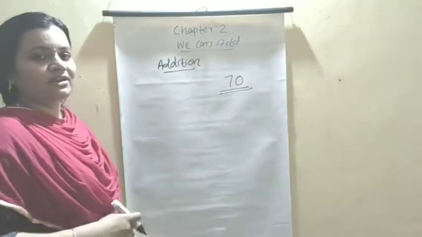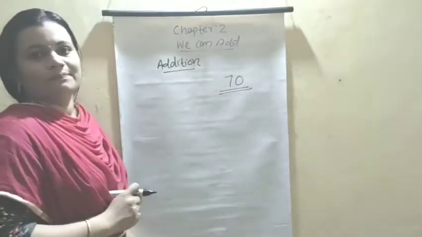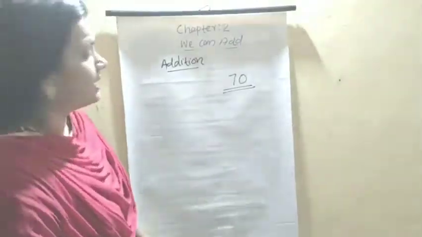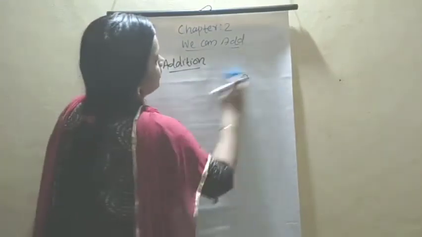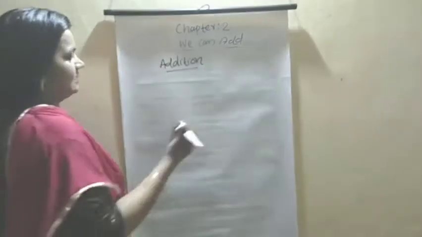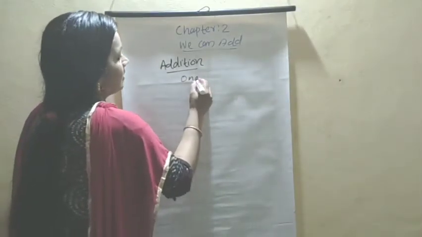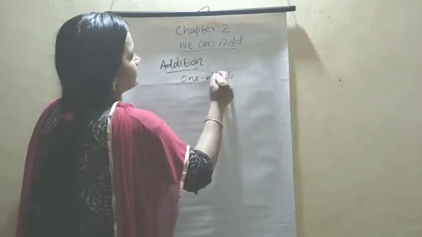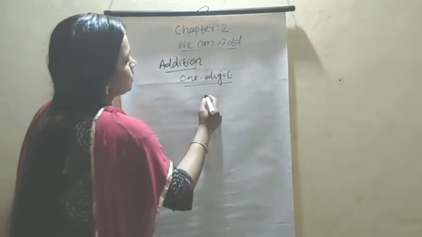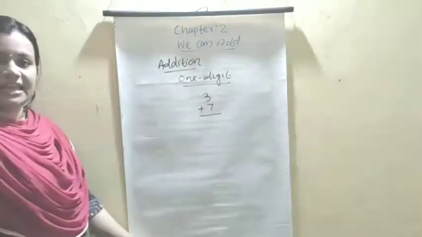Before our class time, you should find out and write in your maths notebook. Okay, children. Now we are going to study addition. First of all, we are doing addition of 1 digit numbers. This is the basic section of this chapter. The next: 3 plus 7. What is 7 plus 3?